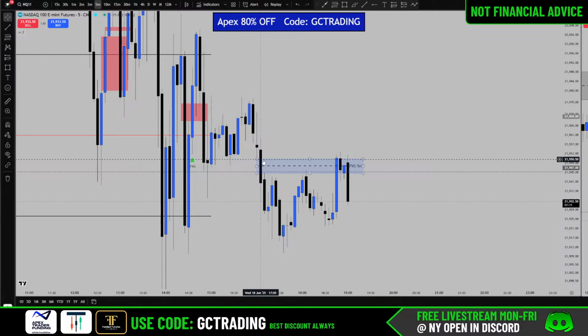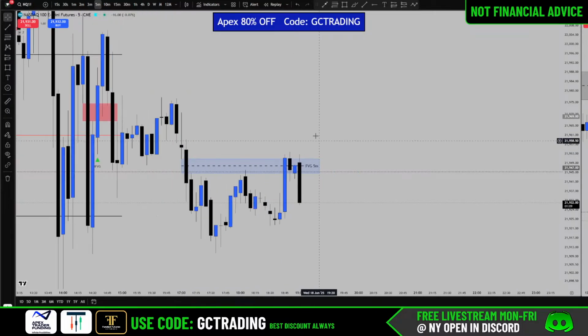So we did inverse that 5-minute gap right there, pulling right back down here. Looks like we're going to inverse this gap in about a minute.